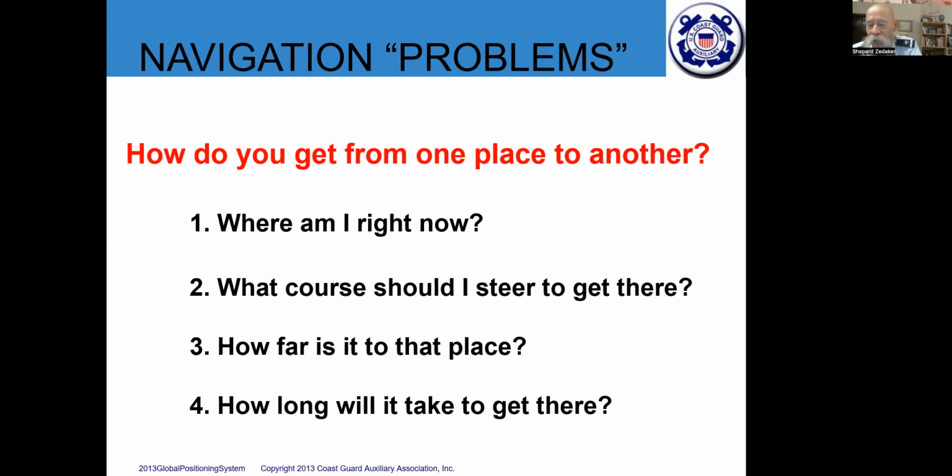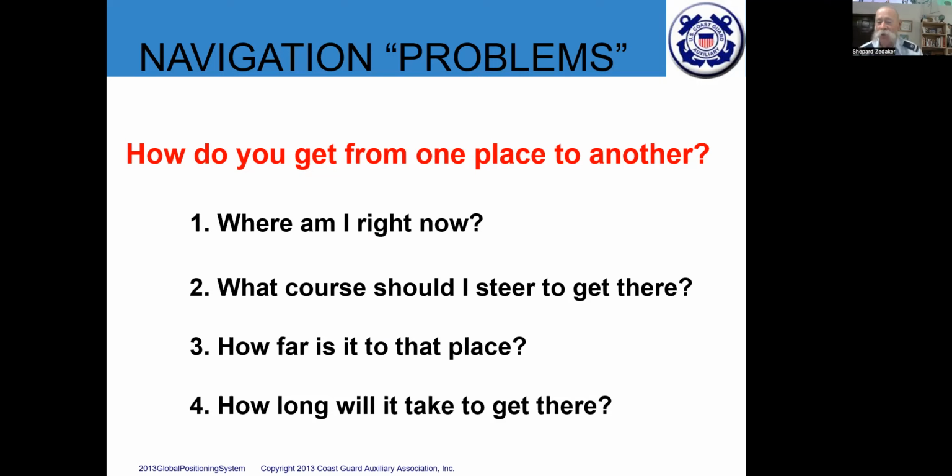Or do I know the latitude and longitude that Dane pointed out is the basis of our address, if you will, for the entire globe? And then, what course should I steer to get to that new place that I want to go? How do I determine that? And how far is it to that place, and how long will it take me to get there?